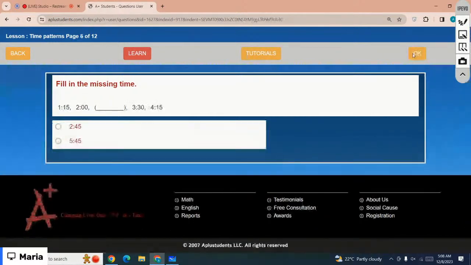Okay, fill in the missing time. Which is the correct option? Which value is missing? Yes, the time is increasing by 45 minutes, right? Very good. The correct option is 2:45.